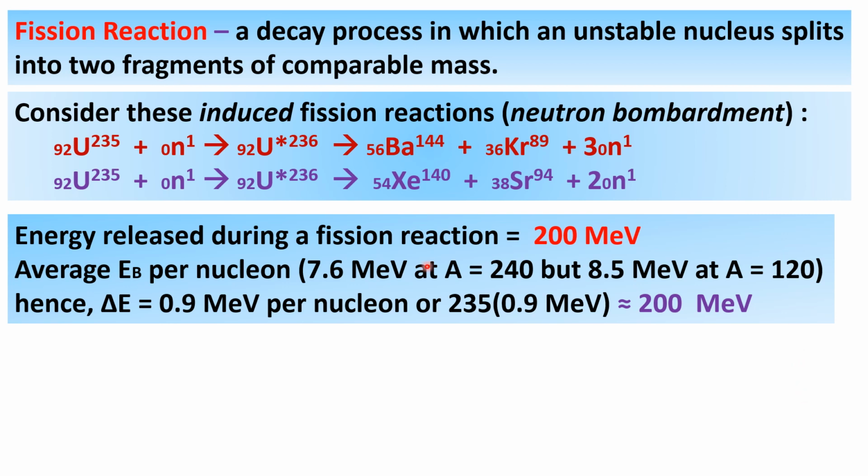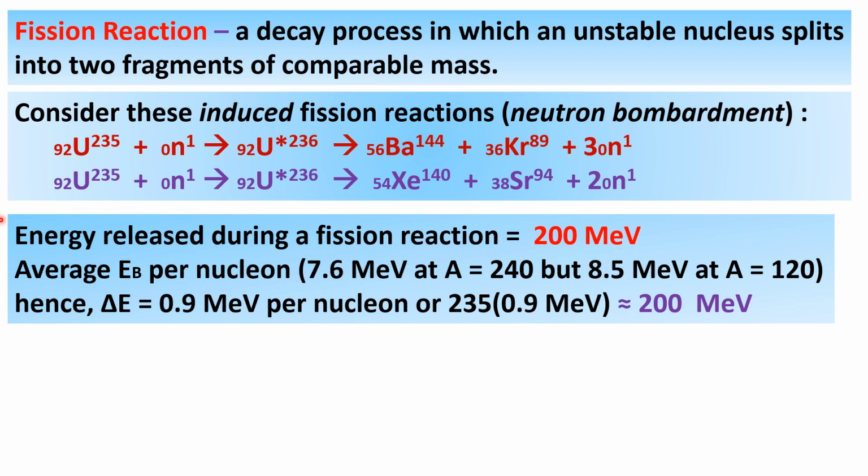It is found that in every fission reaction, the average amount of energy released amounts to 200 million electron volts. So this is a relatively very high amount of energy as compared to ordinary nuclear decay reactions. Fission reactions always involve the release of a very high amount of energy.